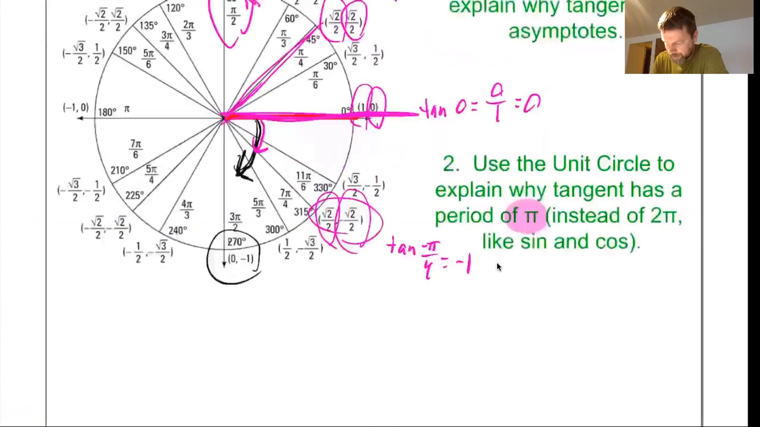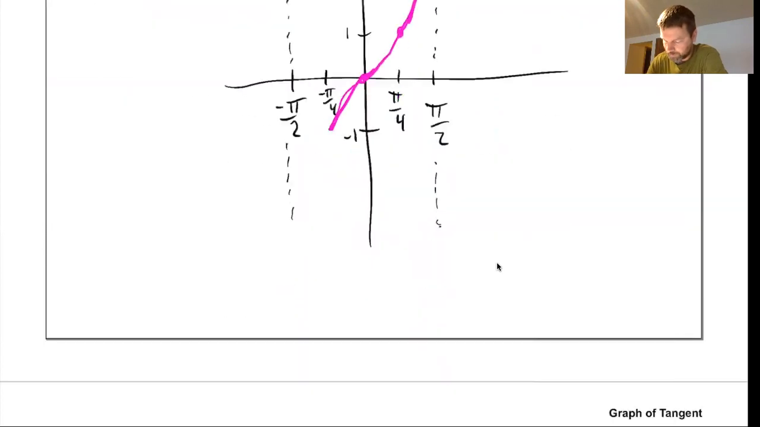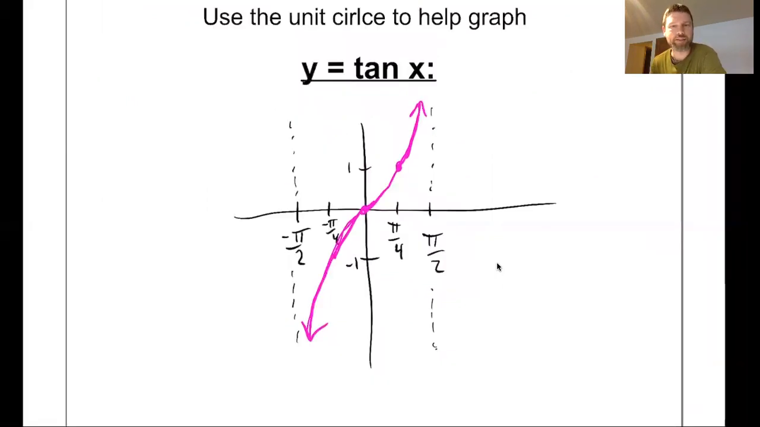And then I'm getting towards this undefined value at negative pi over 2. That's going to be another asymptote. But this time, instead of going up towards infinity, it's going down towards negative infinity, because negative 1 divided by something super small is going to get super big in the negative direction. It's going to go towards negative infinity. So that's one full period of tangent.